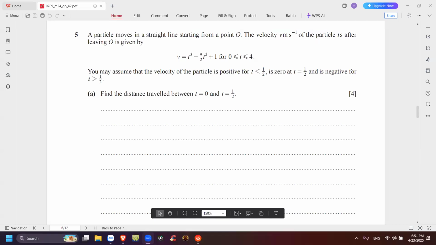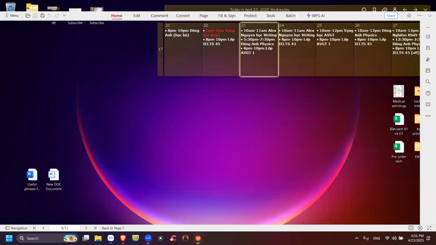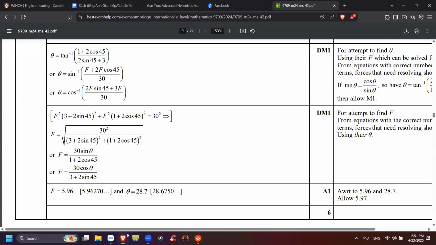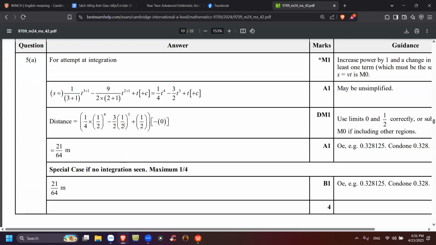All right, it's only math question. It's only math. And then basically it's distance, it's 21 over 64, or you can write 0.328 if you want to. Look at this one.